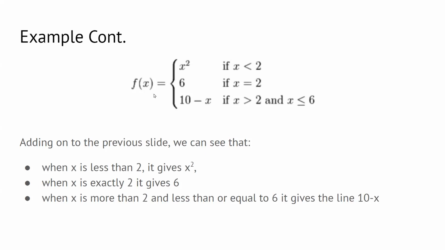For example, if we have the value x equals 4, our f of x value would be equal to 6 because we can just plug in 4 to this. If our value is 0, then f of x is also 0 because 0 squared is also 0.